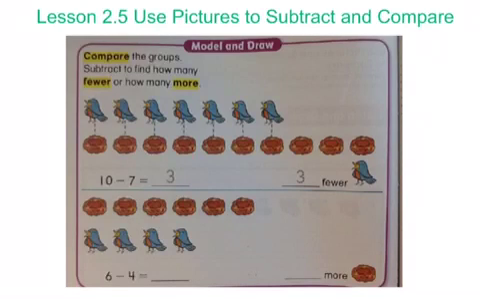In this lesson, the kids will use pictures to help them subtract and compare things. They're comparing two different groups to each other, finding how many fewer or how many more. It's a subtraction strategy. So in the first picture here, the kids have seen this before.